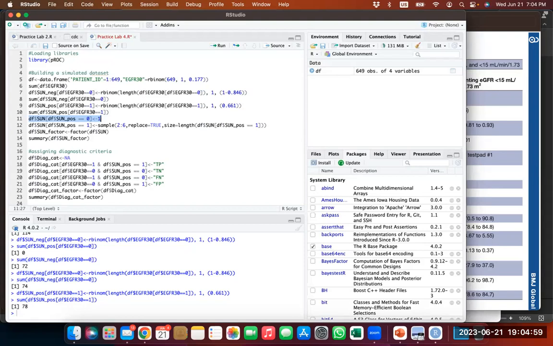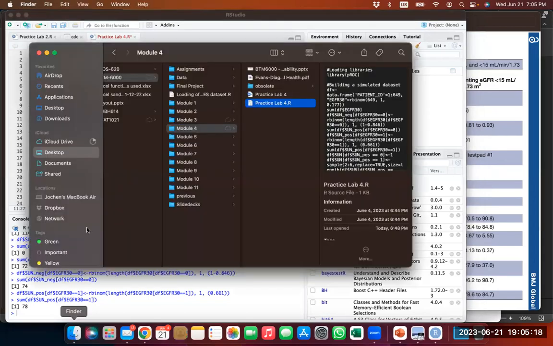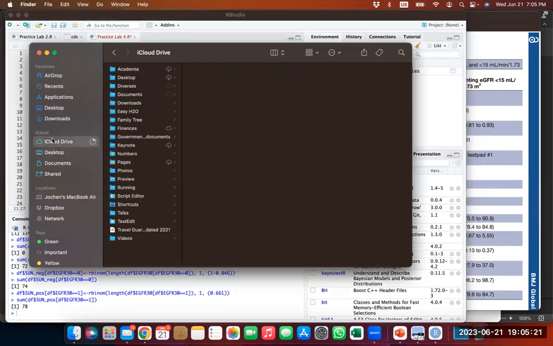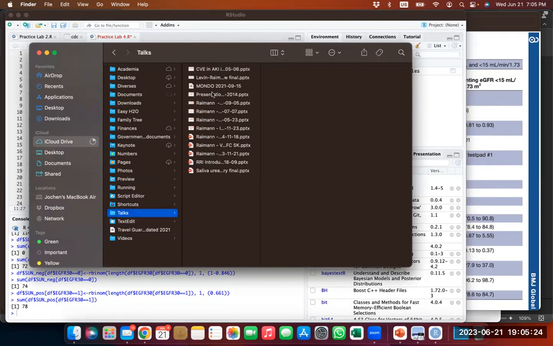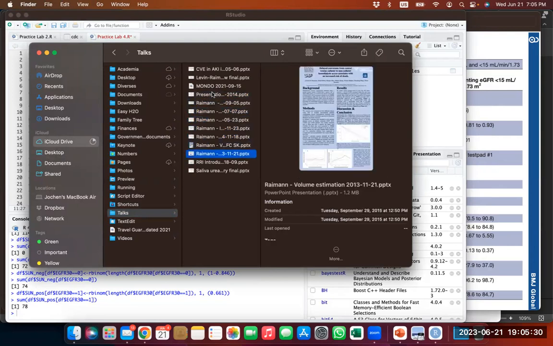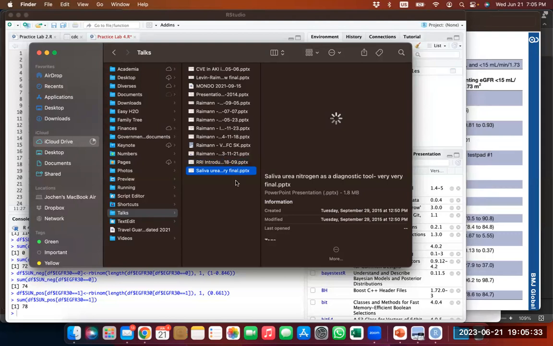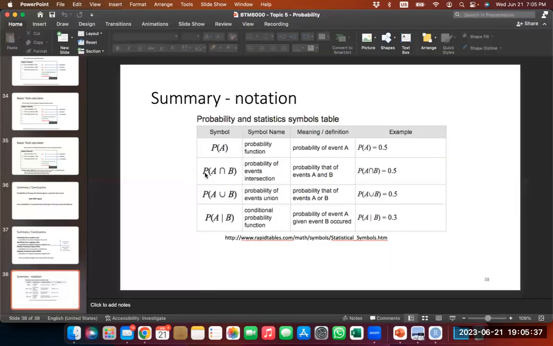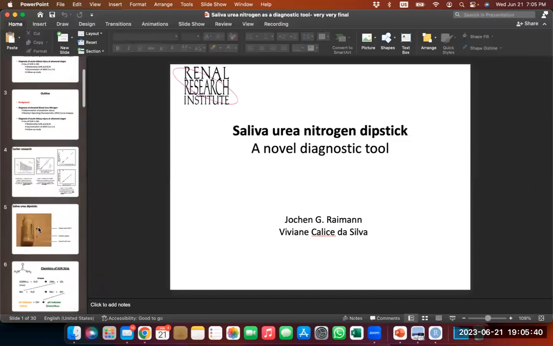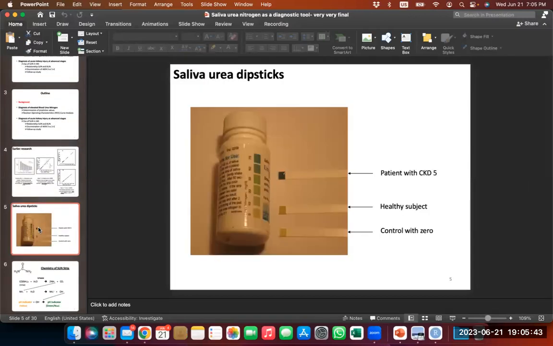So line 11 basically creates now the following. So now you want the actual SUN value. So the SUN dipstick, that's essentially how that looks like, that thing. So this is the dipstick.